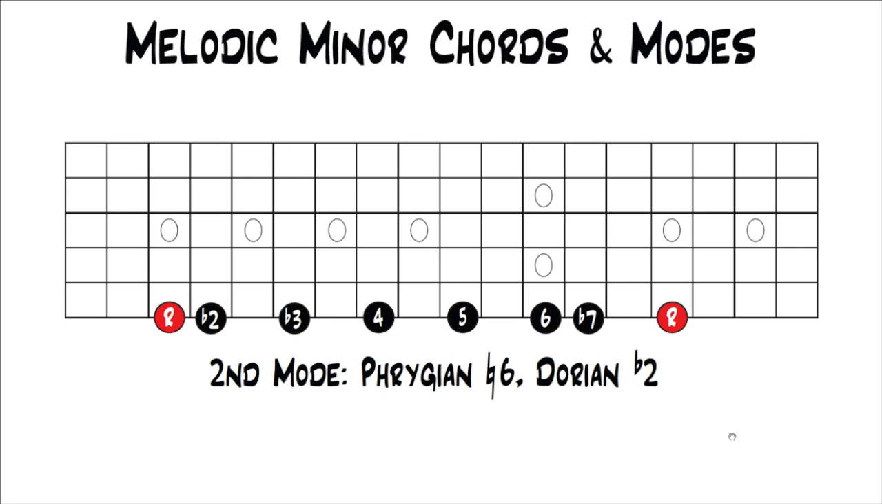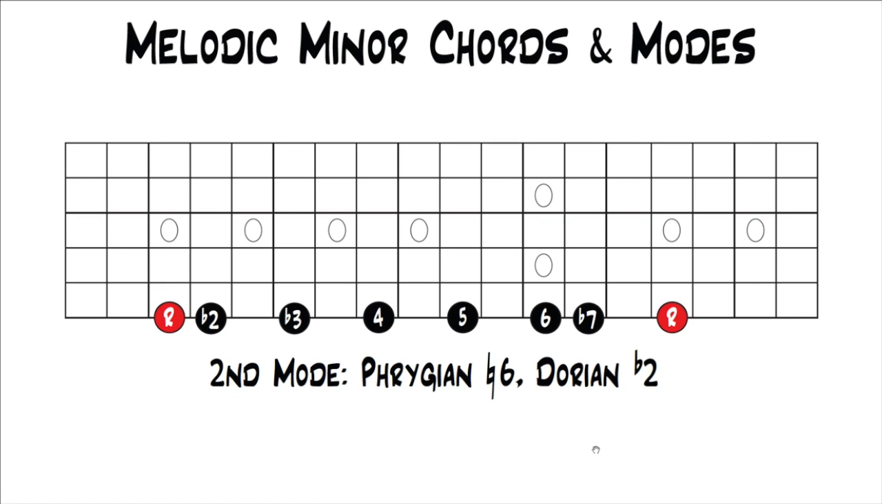Your second mode is called the Phrygian natural 6. If you haven't seen this before, that's a sign for natural. Or a Dorian flat 2 as another common name. And a thing about the melodic minor modes is there's lots of different names you can give them. With the major scale modes, those names are set. There's just one for each. Those are really common names. You'll hear them all the time.